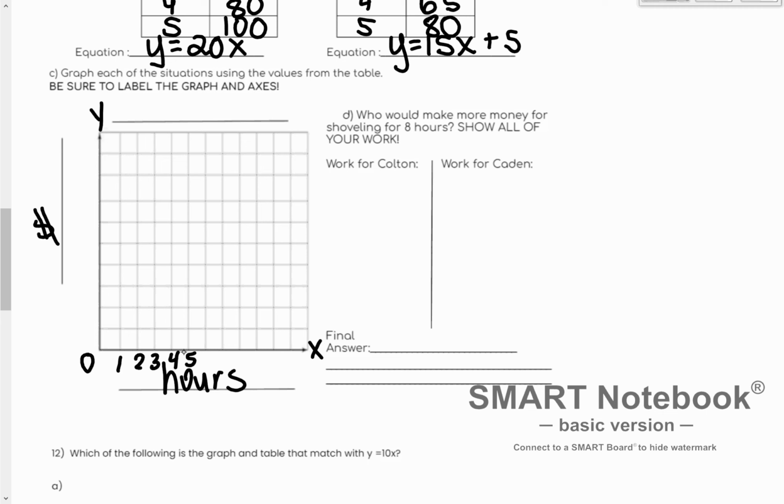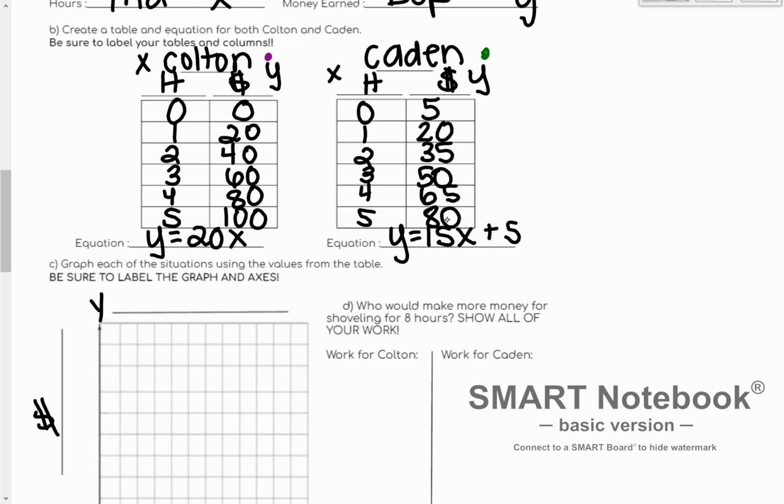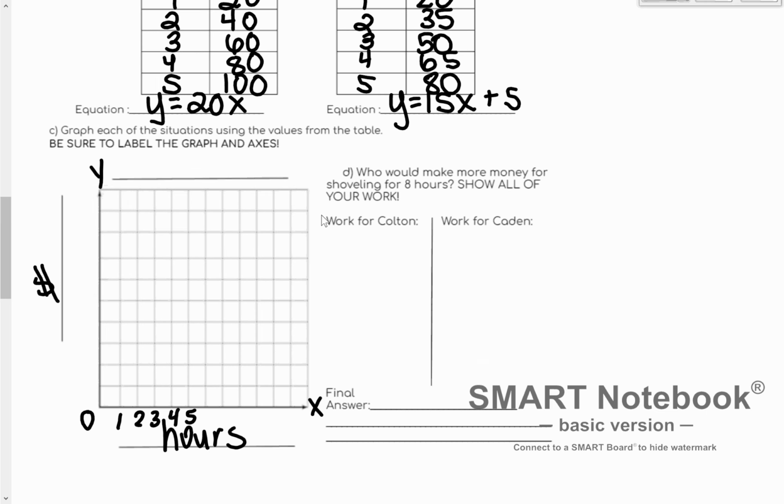Okay. On our y-axis, we have to go from 0 to 100 in this table, from 5 to 80. So our smallest number is 0, biggest number is 100. So you have to go 0 to 100. I would count by tens to space it out a little bit. 1, 2, 3, 4, 5, 6, 7, 8, 9, 10. Yeah, we should be able to fit that. So on each line, not the space, each line is 10.